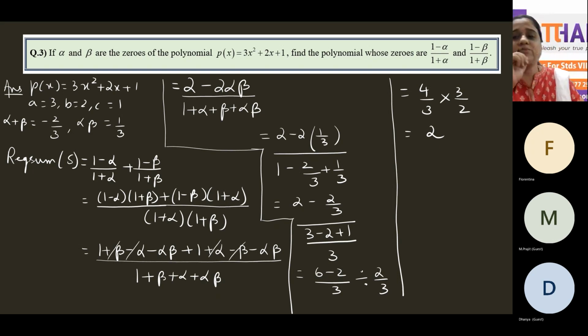So this is how we find the sum of the zeros. I've only found the sum. I still need to find the product and then construct the polynomial. Let me know if my calculation is right, children.